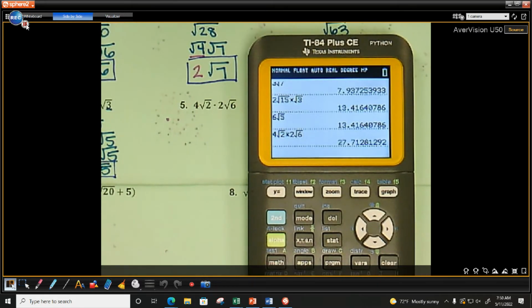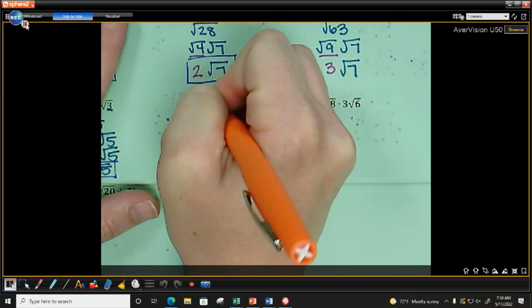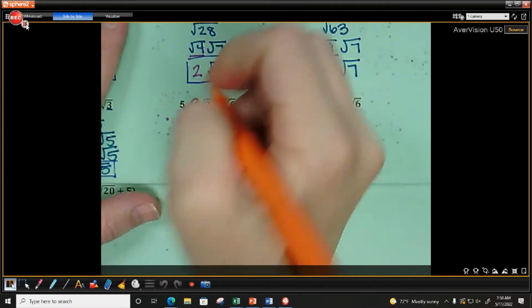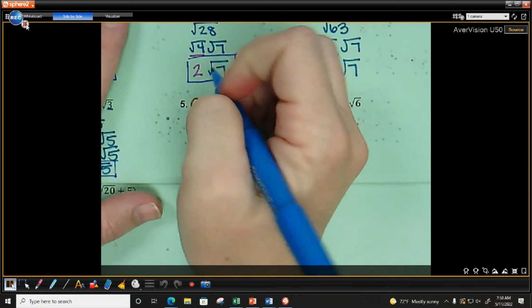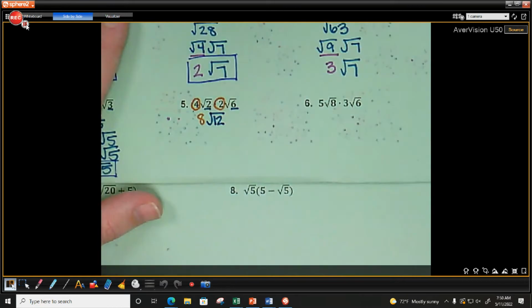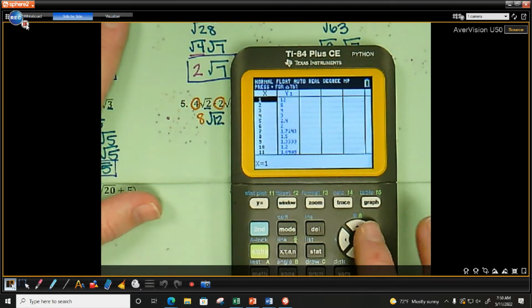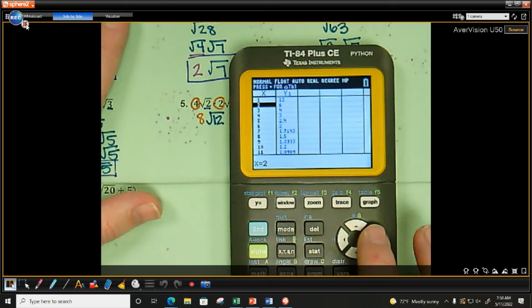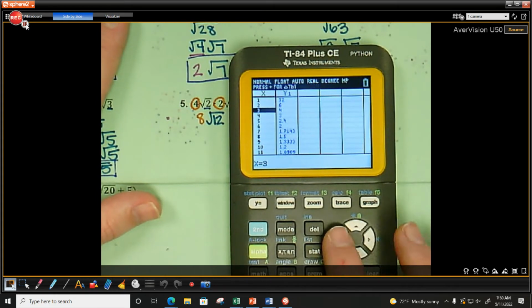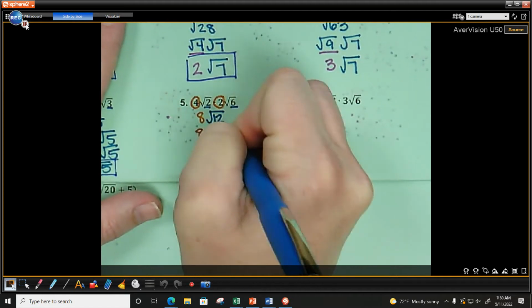And I get a decimal. Outside times outside. 8. Inside times inside. So 8 square root 12. So I'm going to go to my calculator and I'm going to do 12 divided by x. Pull up the table. 1 and 12, not on my list. 2 and 6, not on my list. 3 and 4, 4 is on my list. So I'm going to rewrite this as 8 square root 4 square root 3.